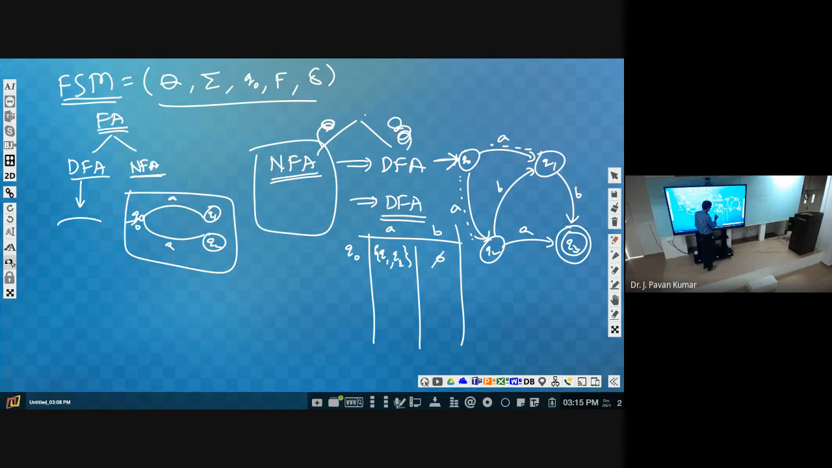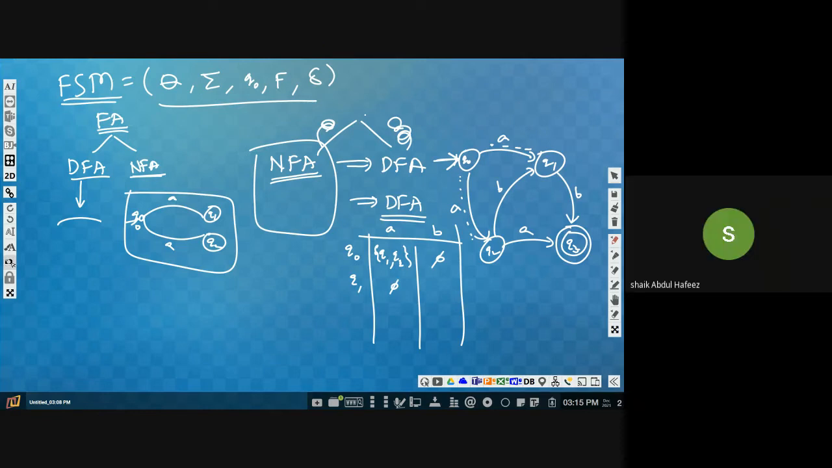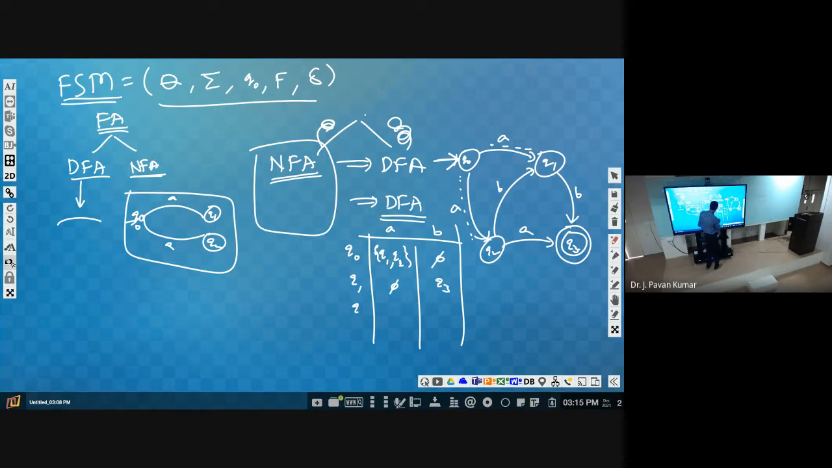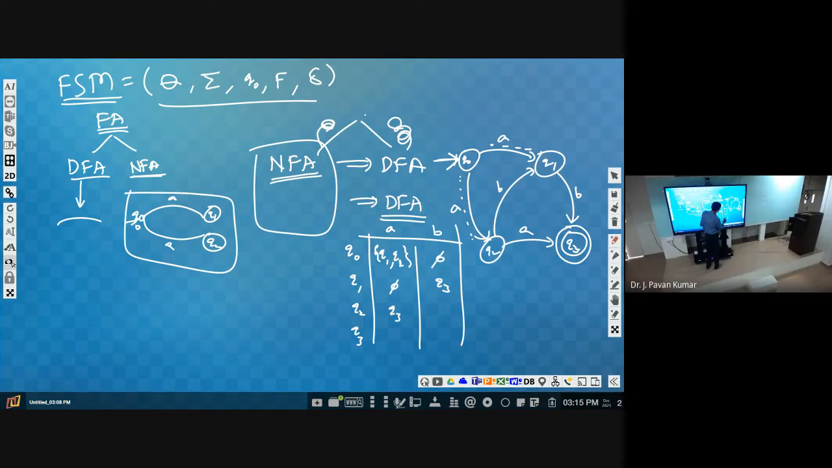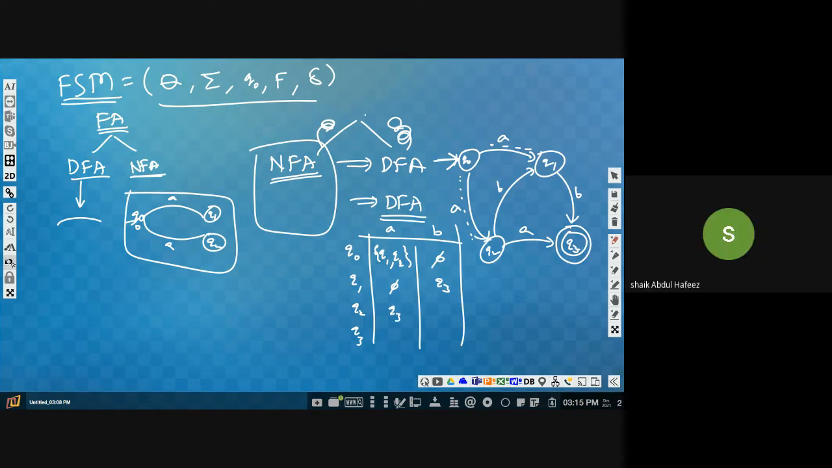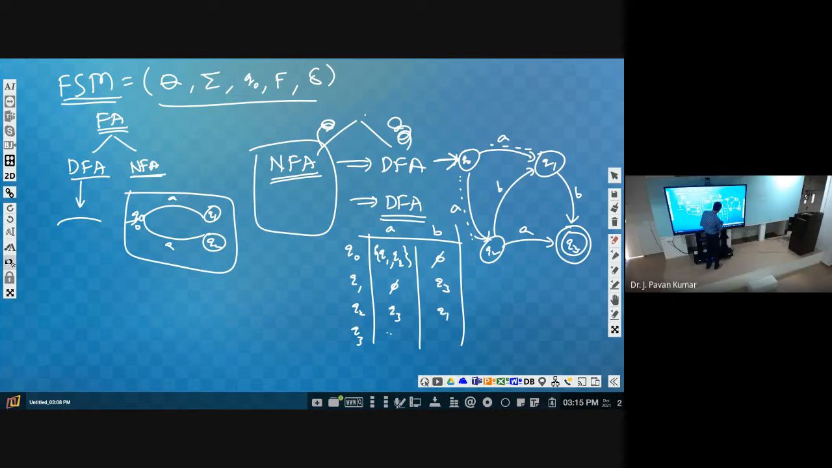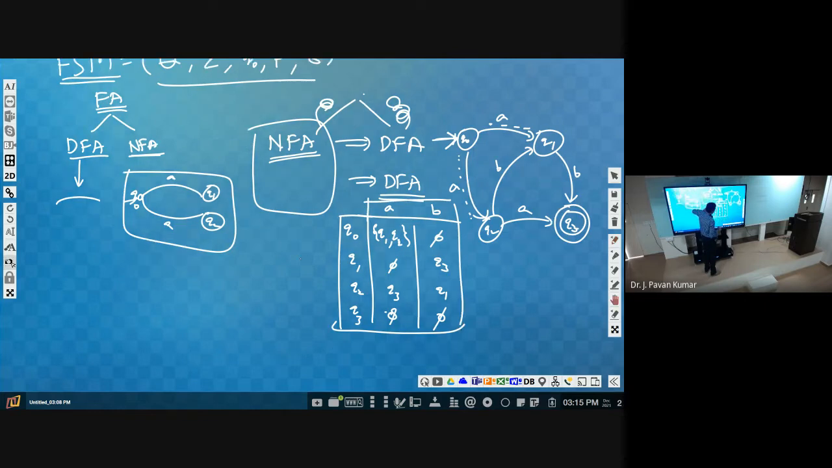Next, Q1 on A is an empty set. Q1 on B is Q3. Next, Q2 on A is Q3. Q2 on B is Q1. Next, Q3 on A is empty. Q3 on B is also empty. Whatever transitions we have in this diagram, we have represented in the form of a table, and this table we call the transition table.